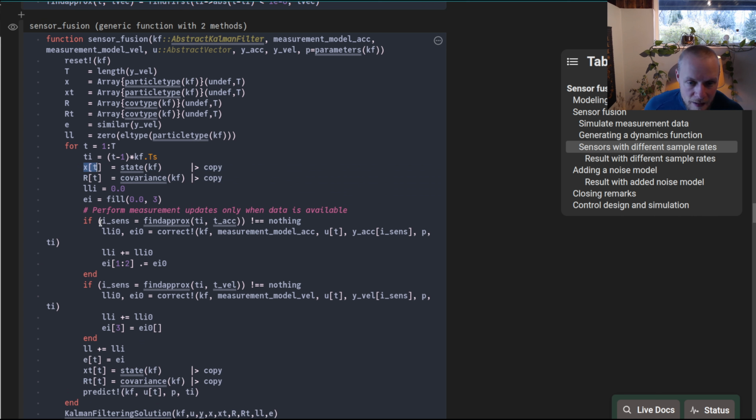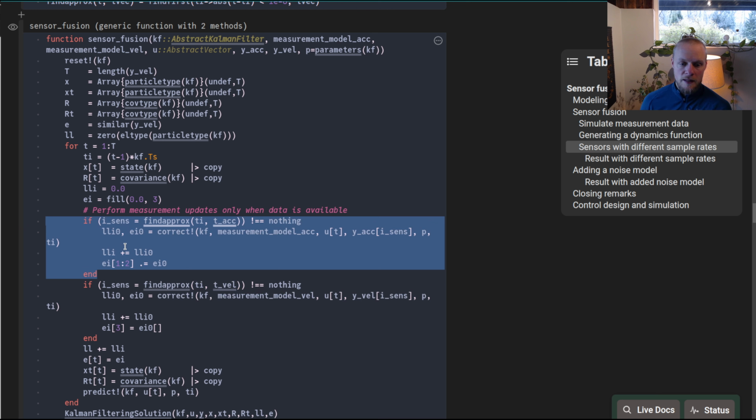Then here is some logic I want to describe. If the current time is available in the times that I have acceleration data, then I perform the measurement update with the measurement model for the accelerometer. And if the current time is available in the vector of time points for the velocity measurements from the gyro, then I perform another measurement update. So here I have potentially two different measurement updates, where the gyro will be performed every step in this case, but the acceleration measurement update will be performed every 5th time step only.